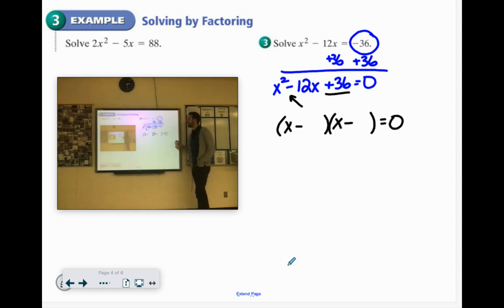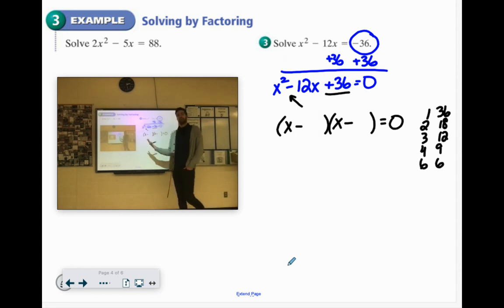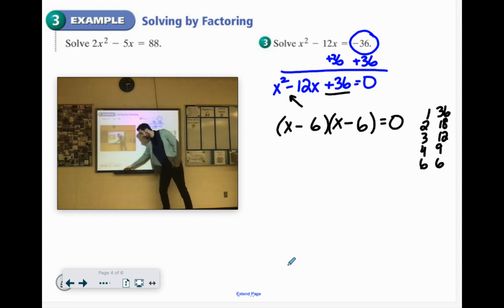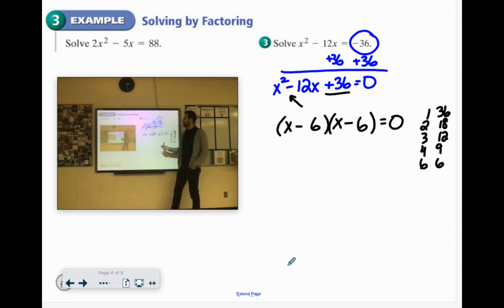Now thinking of the factors of 36, you have 1 and 36, 2 and 18, 3 and 12, 4 and 9, or 6 and 6. Which set adds up to 12? The only set that does that is 6 and 6. Now you may notice x minus 6 is the same in both of them, and that's fine. This could even be factored as x minus 6 squared equals 0.